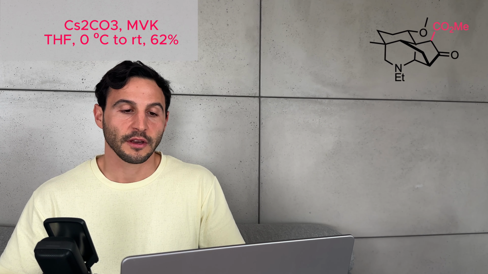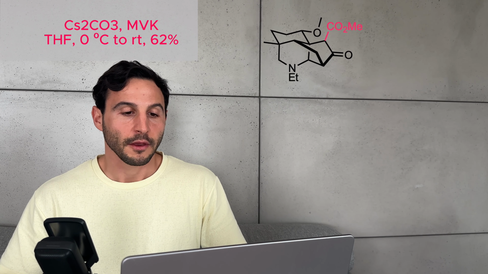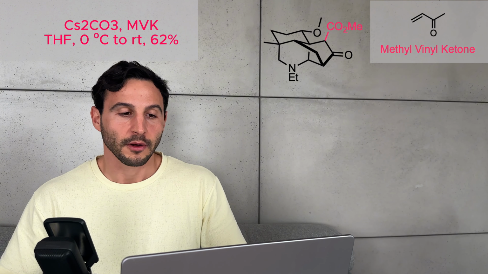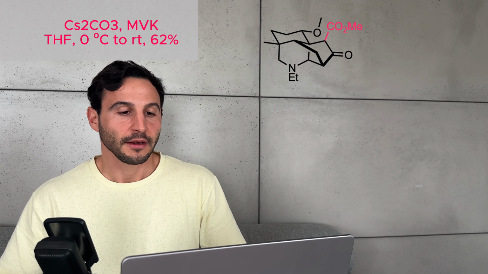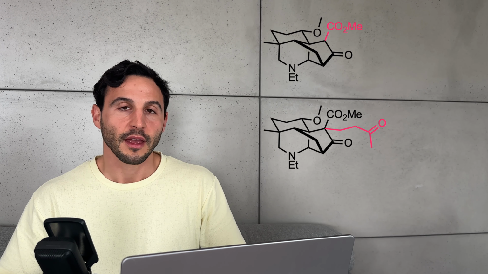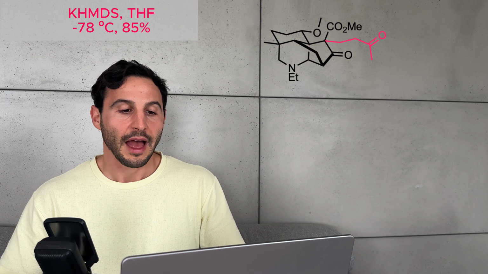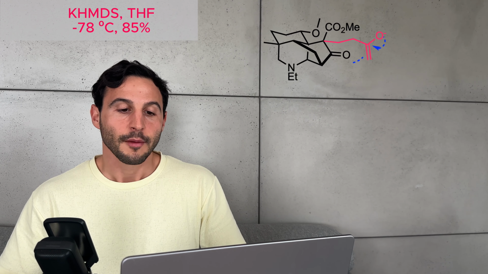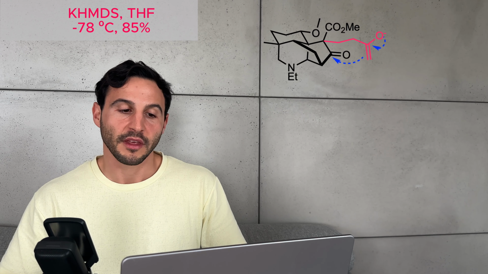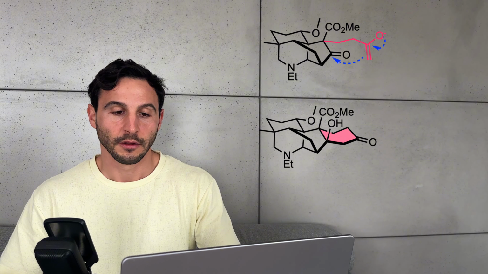The Robinson annulation takes place in 2 steps. First, a Michael addition with methyl vinyl ketone and cesium carbonate, which attaches the methyl vinyl ketone from the less hindered convex face of the substrate, producing a single diastereomer. Next, intramolecular aldol addition of the diketone proceeds with potassium HMDS, generating an additional ring in 85% yield.